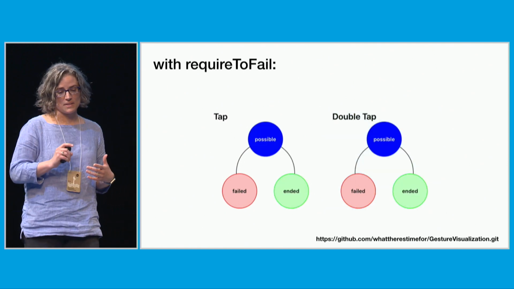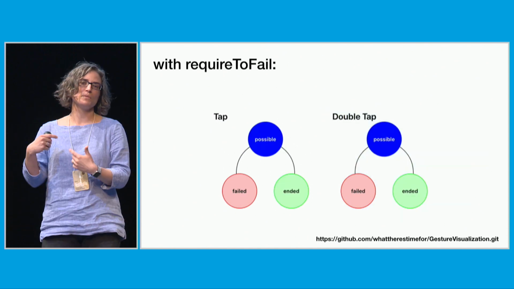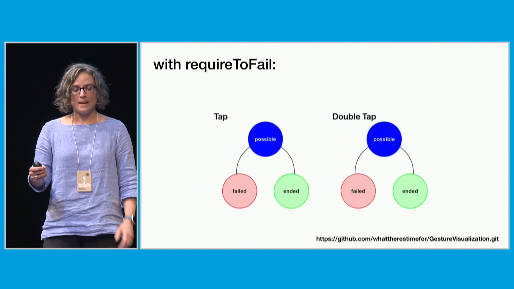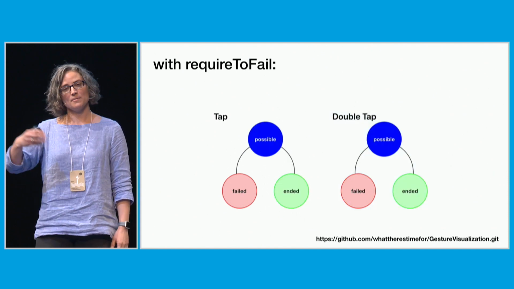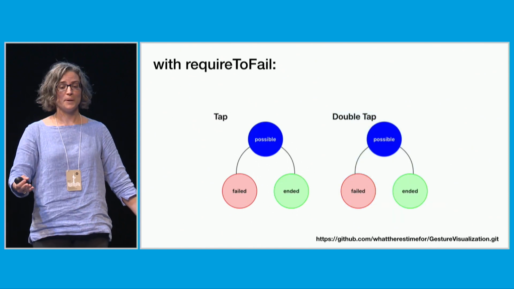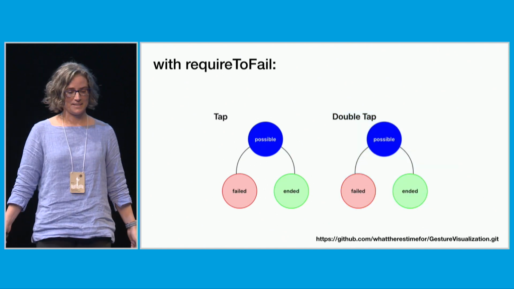And so this is with a double tap again. So you can see the single tap still moves to the recognized state right away, but it doesn't send any messages. And the double tap then, when it recognizes, does send a message. And then the single tap knows, oh, the double tap, my friend over here, did not fail, therefore I should not do anything.